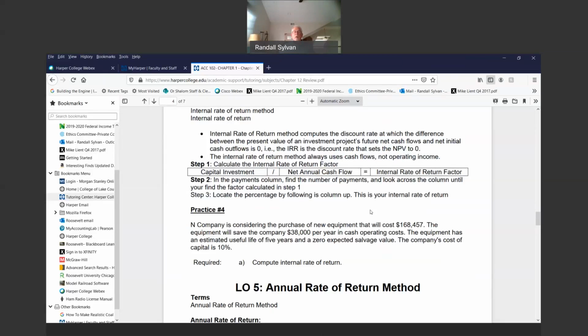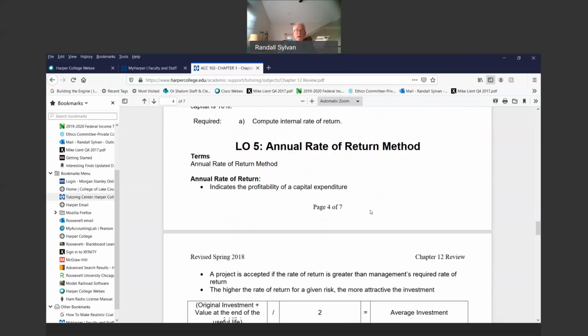You go find the number of payments, go to the column where the factor is closest to what you just calculated, and you go to the top then, and that will give you your internal rate of return. Important to understand that.